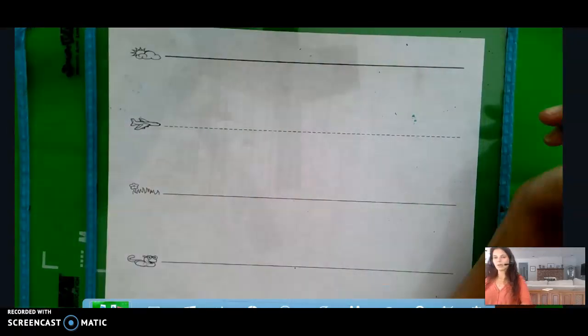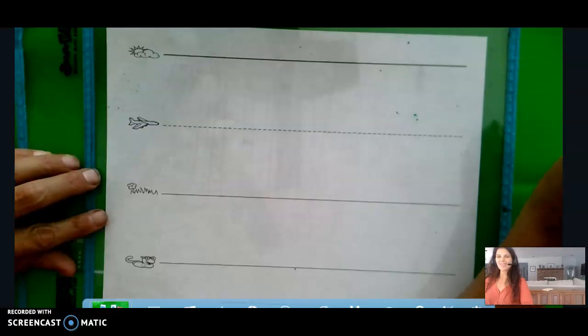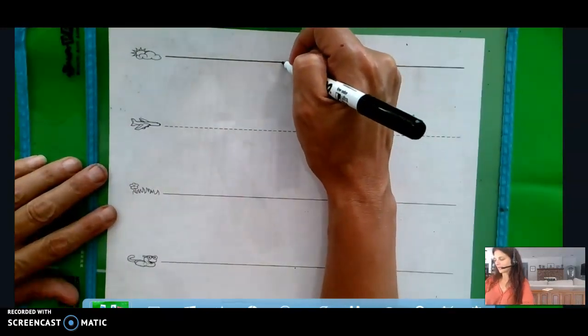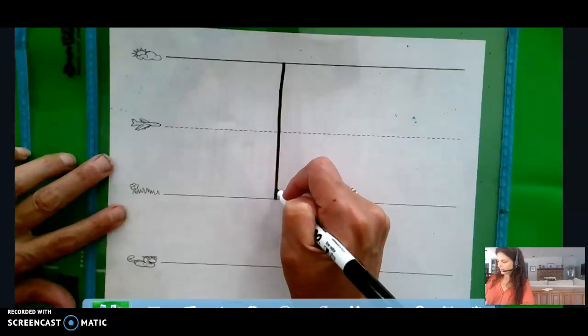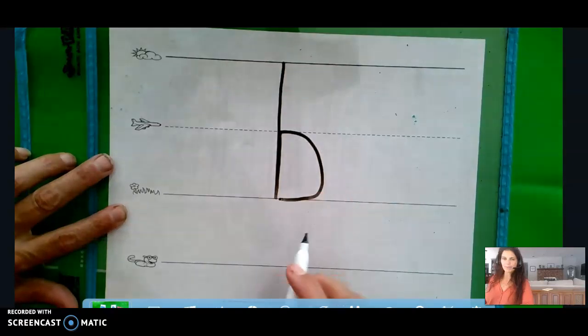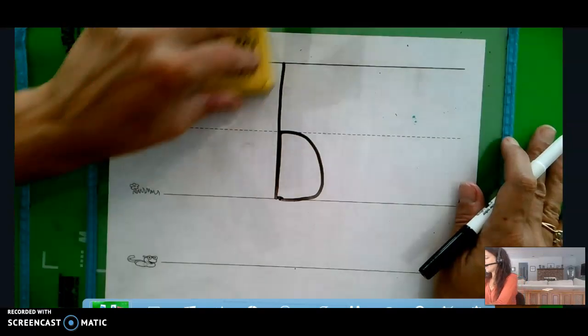Okay, the next one. B. So B, bat, B. So you write a B. B is a skyline letter. You start on the skyline. You trace down to the grass line. You go back up to the plane line and give B a belly. B, bat, B. Good.